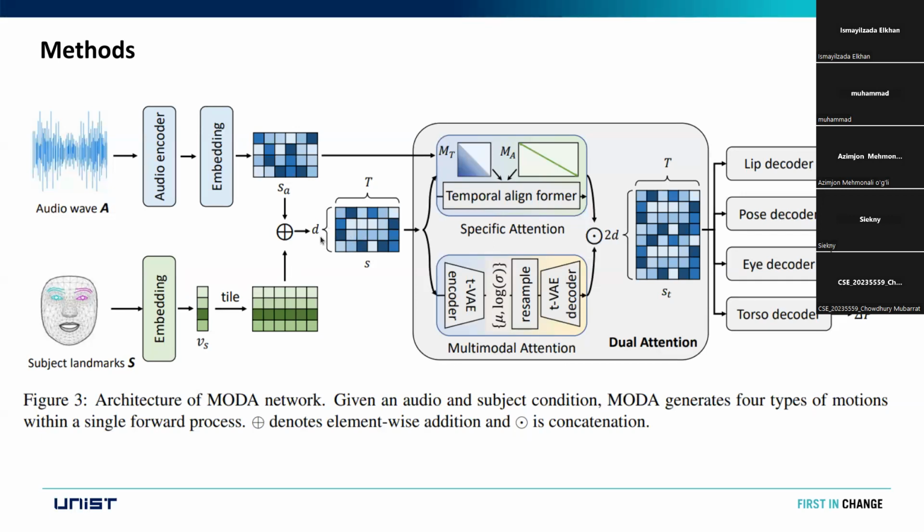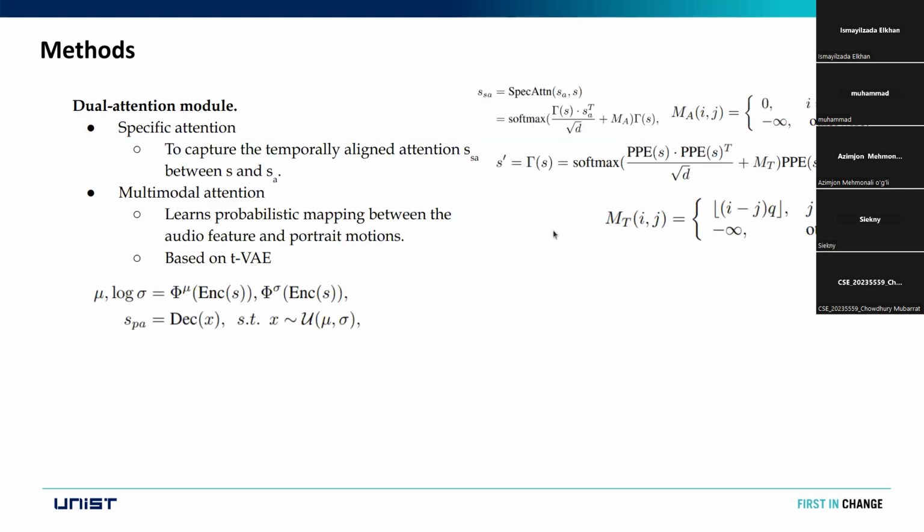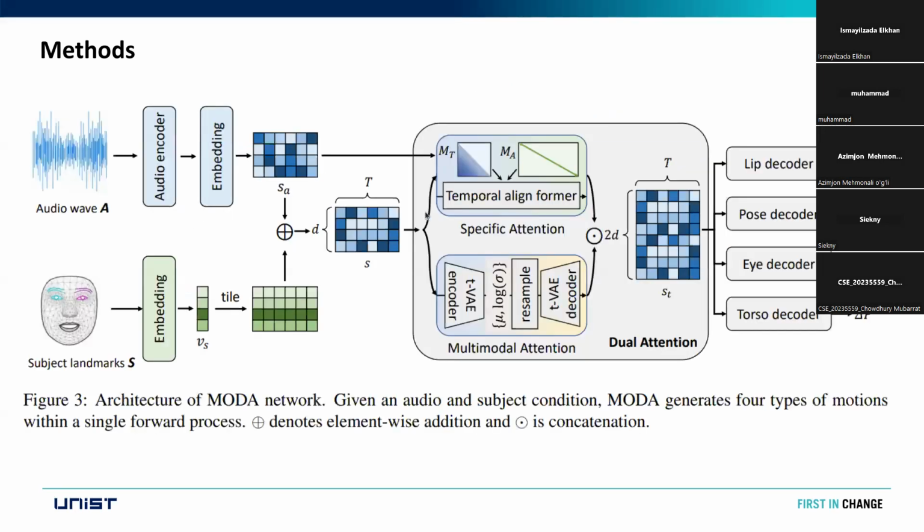representation T by D, D by T. D is the data dimension, and T is the time frames. Then we feed into the dual attention network. We have two attention networks: specific attention and multimodal attention. Specific attention captures the temporally aligned attention between S and SA. Here we see between S and SA.